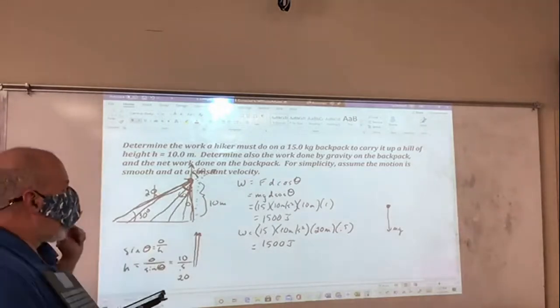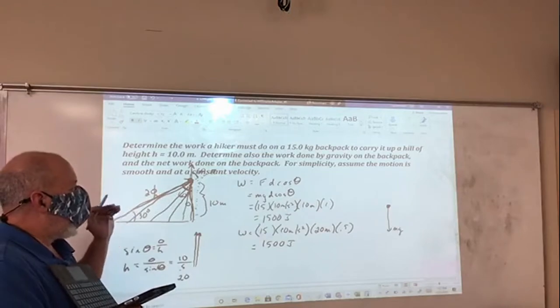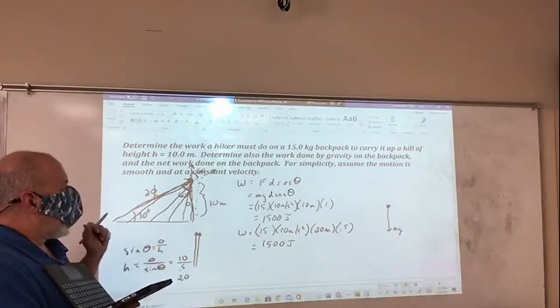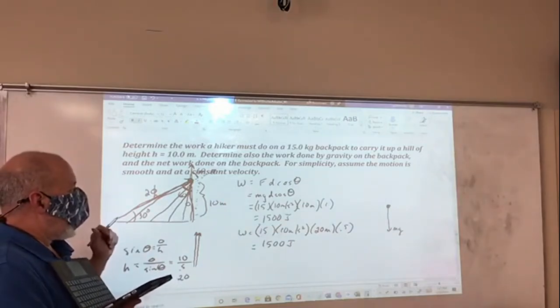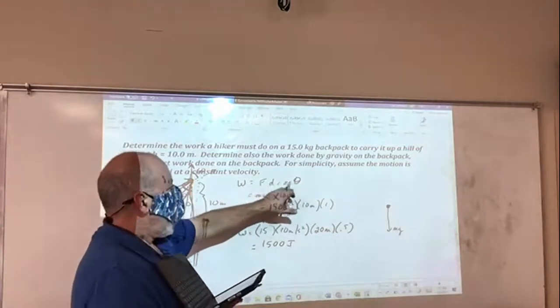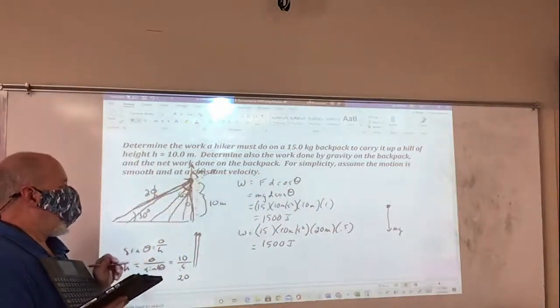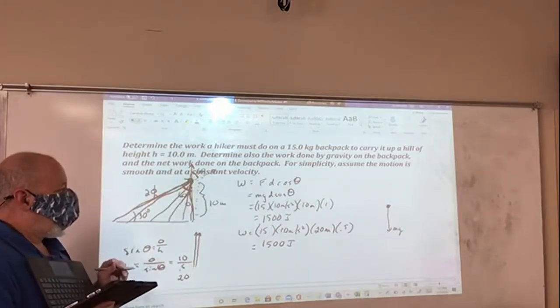Okay? The key thing is how much of my force is in the direction of motion. How much of my force is in the direction of motion? And we're going to find that by using the cosine, but we have to make sure we're using the right angle. Okay?